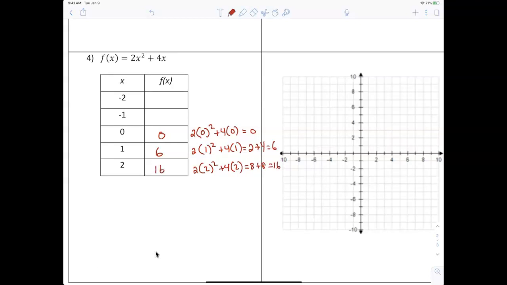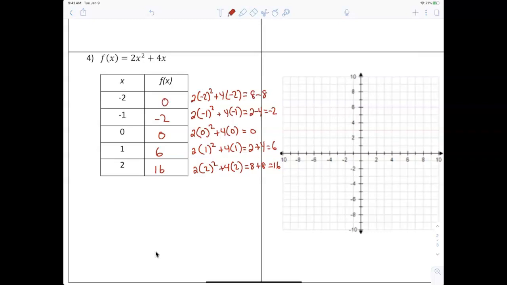Now we'll look at negative 1. 2 times negative 1 squared plus 4 times negative 1. So negative 1 squared is 1, 1 times 2 is 2, 2 minus 4 is negative 2. And then if I plug negative 2 in, I get 2 times negative 2 squared plus 4 times negative 2. Negative 2 squared is 4, 4 times 2 is 8, 8 minus 8 is 0.